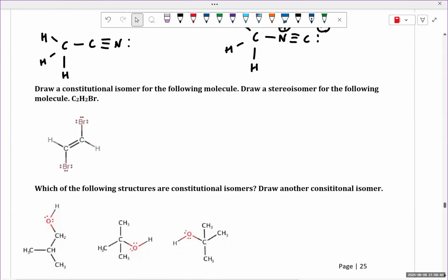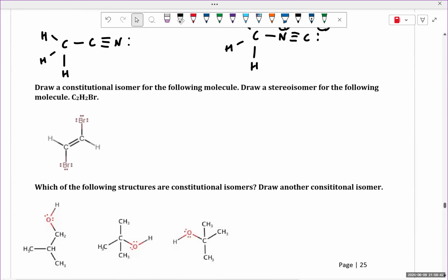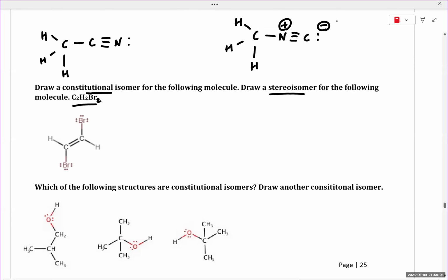So let's look at an example where we're asked to draw a constitutional isomer for the following molecule and draw a stereoisomer for the following molecule of C2H2Br2. So I'd like you to pause the video at this time and work through this example, and then we'll discuss this example momentarily. So I'll give you a few moments for that, and then we'll discuss.